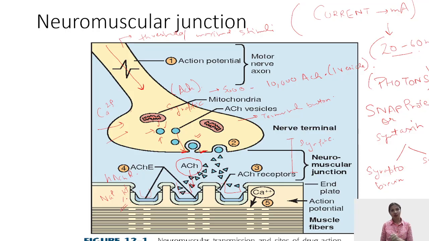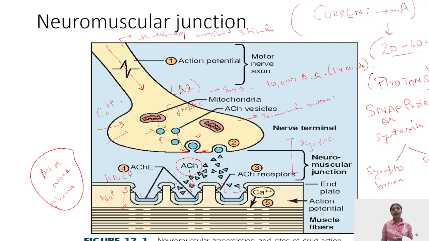muscle contraction. In the muscle contraction, we follow the all or none phenomenon. Please remember this. In the muscle contraction, we always follow the all or none phenomenon. That is, either none of the muscle fibers is going to contract or all the muscle fibers simultaneously are going to contract like one single unit. This is the all or none phenomenon.